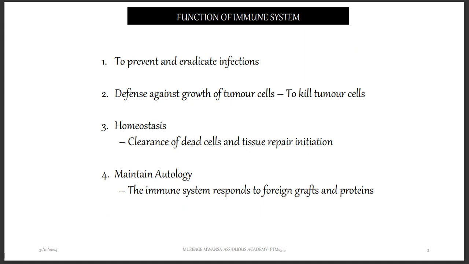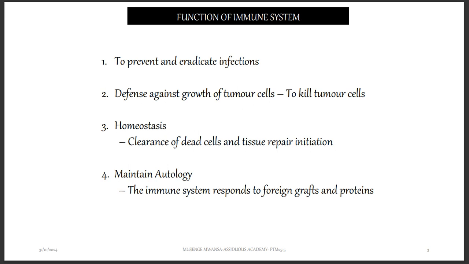And also the immune system is there for homeostasis. Homeostasis is maintaining a constant internal environment. Now, what you mean by internal environment can be maintaining the normal temperature of the body, maintaining the normal pH of the body, maintaining the normal metabolic work of the body.